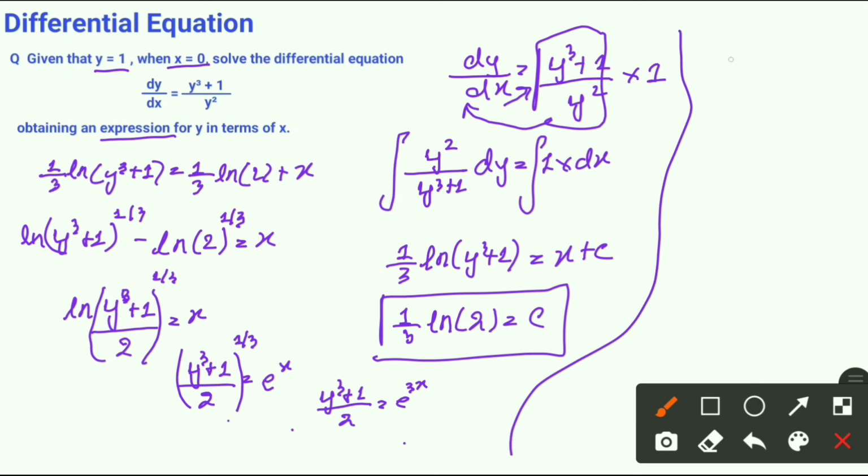Okay, let me continue from here. Then it's going to be y cube plus 1 is equals to 2e^3x, and cube root of 2e^3x minus 1. This is the answer. Okay, question 1 is done.